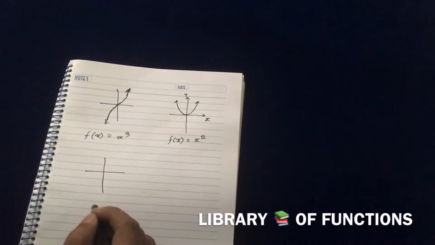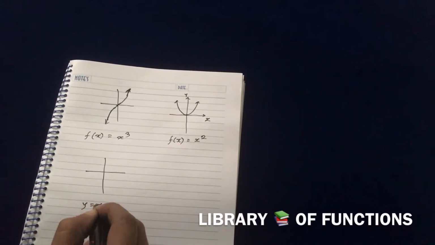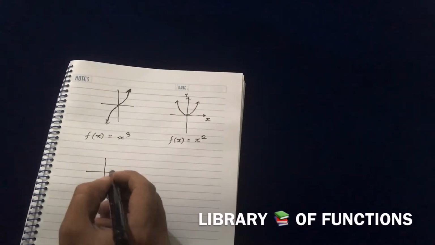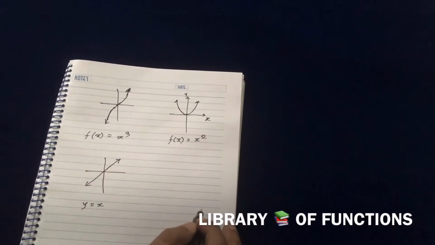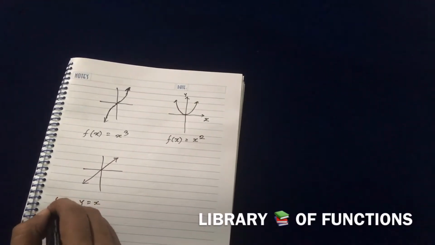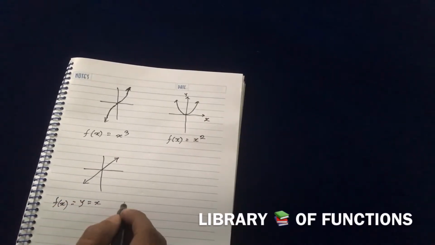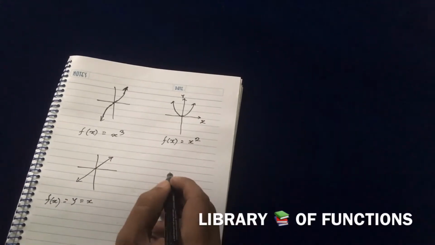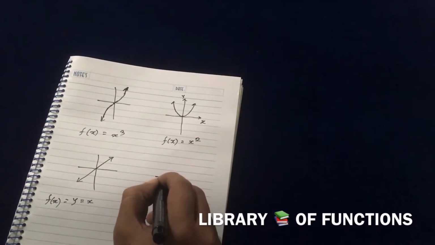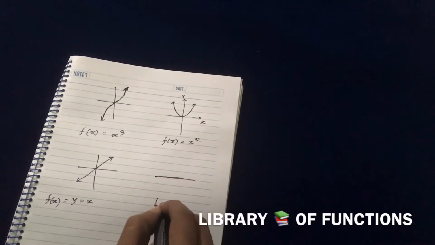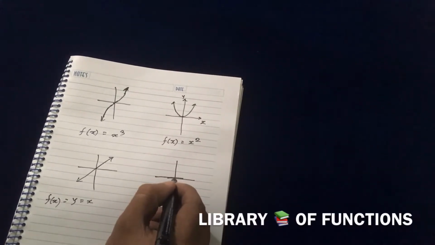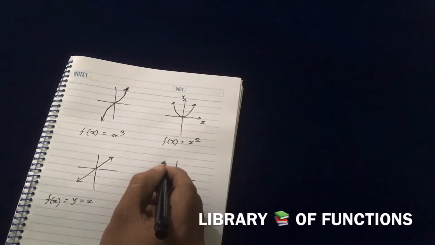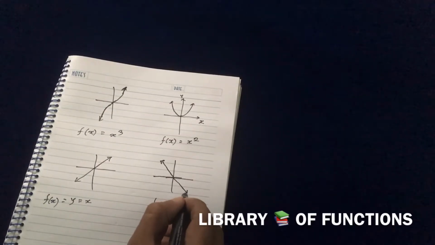Then my plan is to discuss another graph. Let's say the y = x graph. The y = x graph is a line which passes through the origin, like this graph. Or let's write it in terms of function, f(x) = x. This is the graph. What about f(x) = minus x? Let's say f(x) = minus x, then the graph will be just like this. This will be the f(x) = minus x graph.